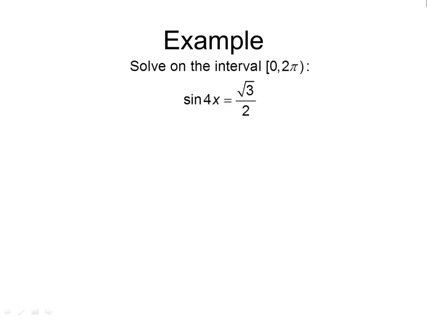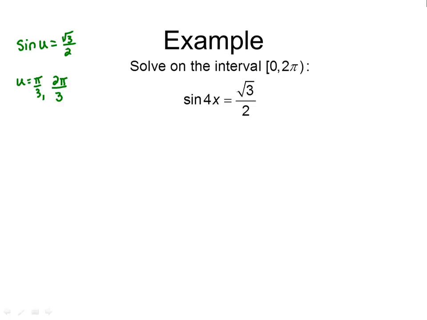So let's start with our basic sine curve. Where does sine hit radical 3 over 2? And we're in radians. Pi over 3. And where else? 2 pi over 3. Sine is positive only in 1 and 2, so there's no sense in looking anywhere else. Those are our opportunities.